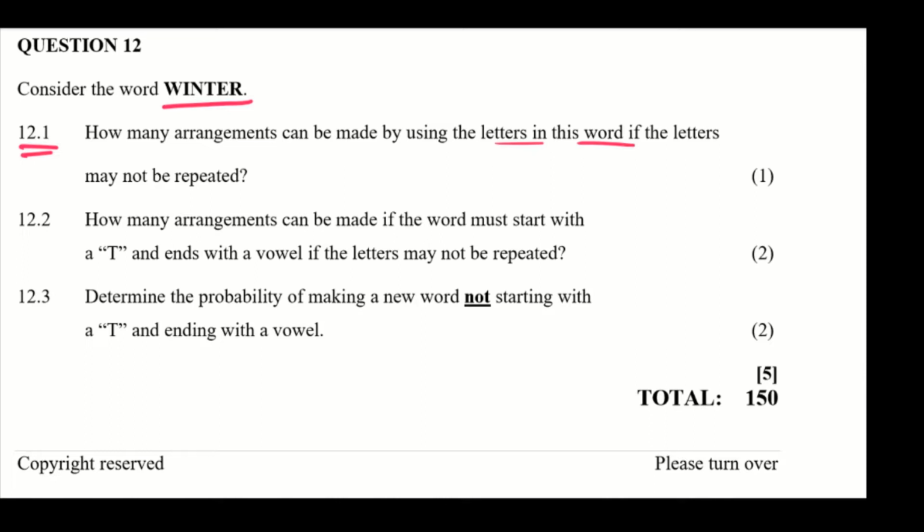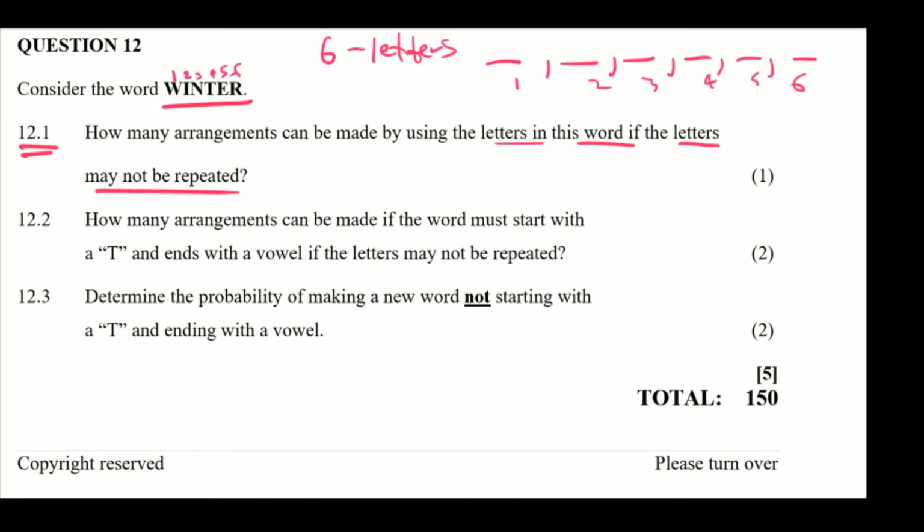So how many letters do we have? We have 1, 2, 3, 4, 5, 6, right? So you have 6 letters, meaning that if I were to write spaces, there would be 6. So it's 1, 2, 3, 4, 5, 6. So we want to arrange these letters in such a way that the letters are not repeated.